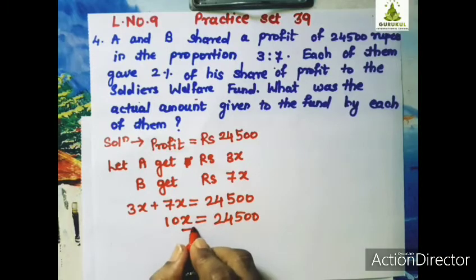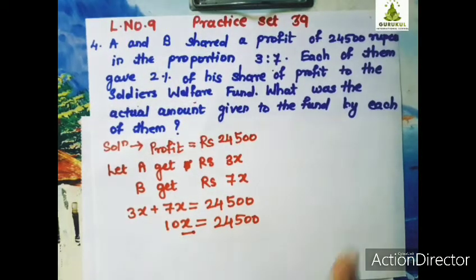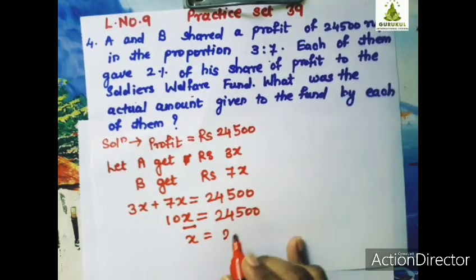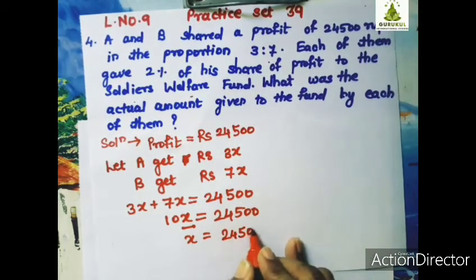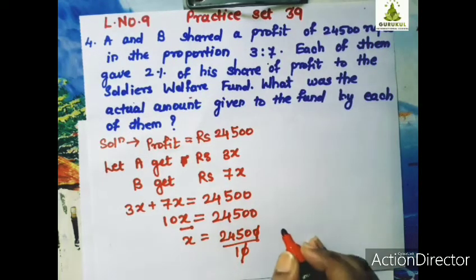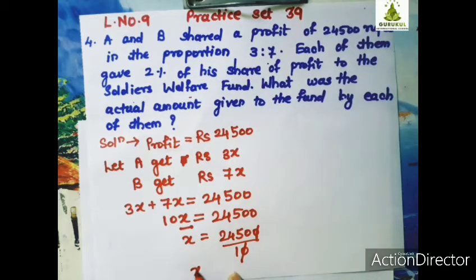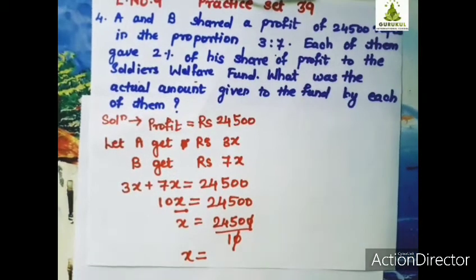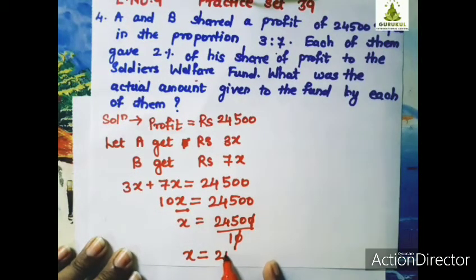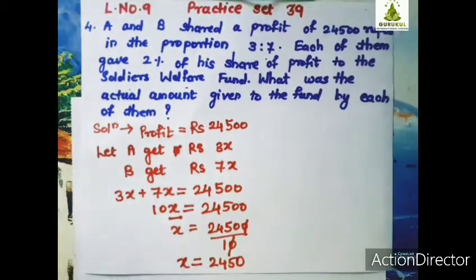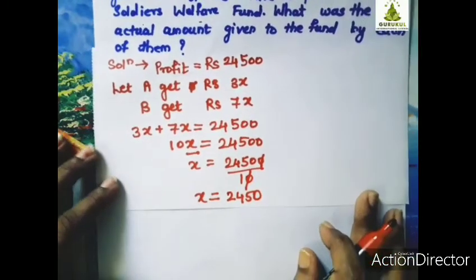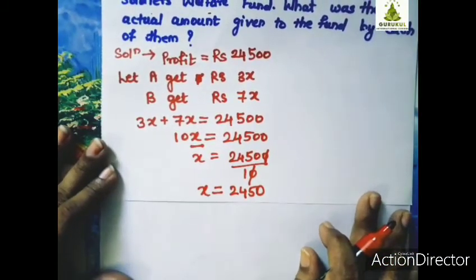Now we have to find out the value of x. So shift this 10 to the right hand side. Okay, so x is equal to 24,500 divided by 10. So divide it and you will get the answer. What answer will we get? x is equal to, don't write rupees here, directly write the number, 2,450. Okay, so this is the value of x. I will shift it a little bit up so that it is visible to you in a proper manner.